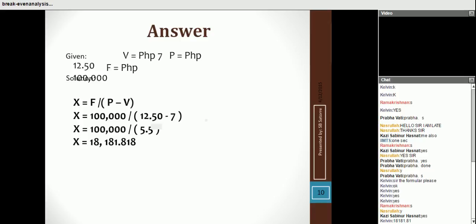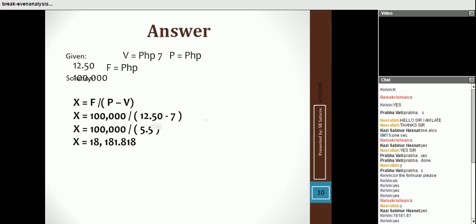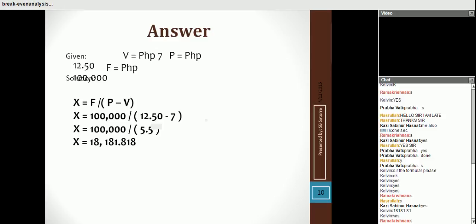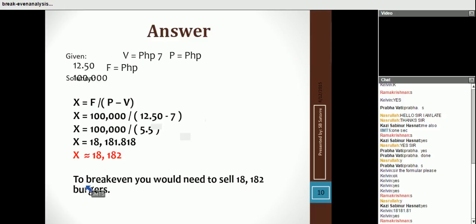Clear, everyone? What about others? If we round it off, it will come out to be 18,182. To break even, you would need to sell 18,182 burgers. So this is the target. This is how the companies set up their target.